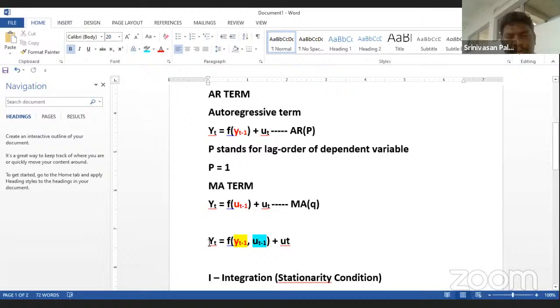Okay, so now this is known as the AR component. This is known as the MA component. AR1, MA1. This is the ARMA model.